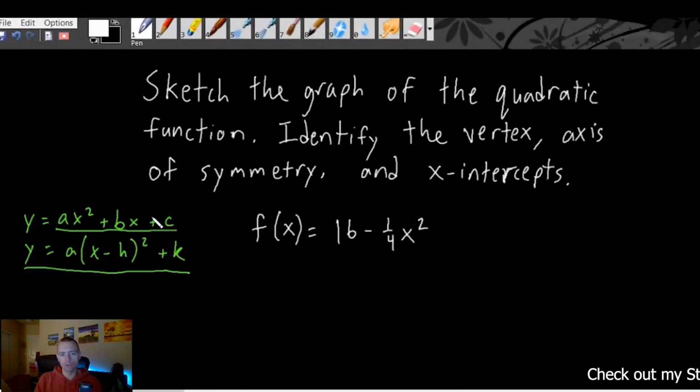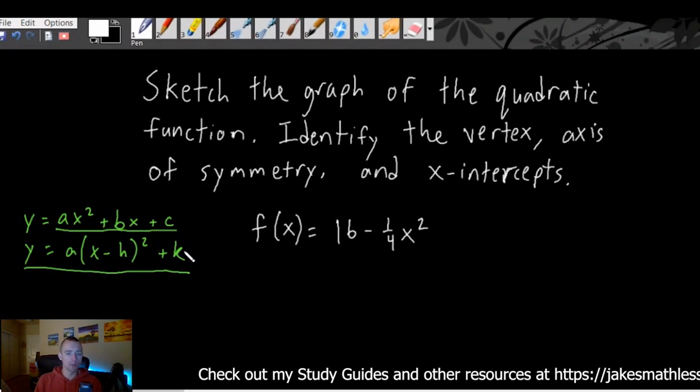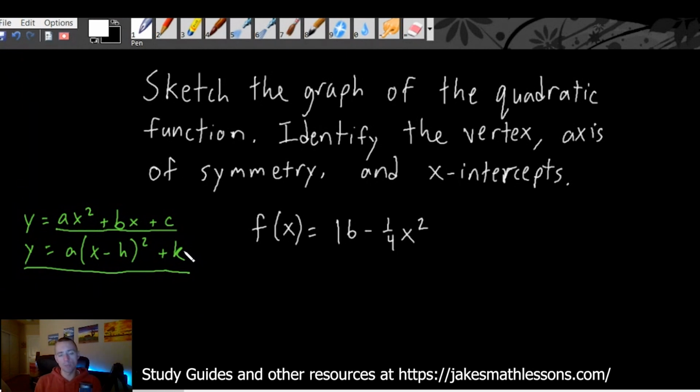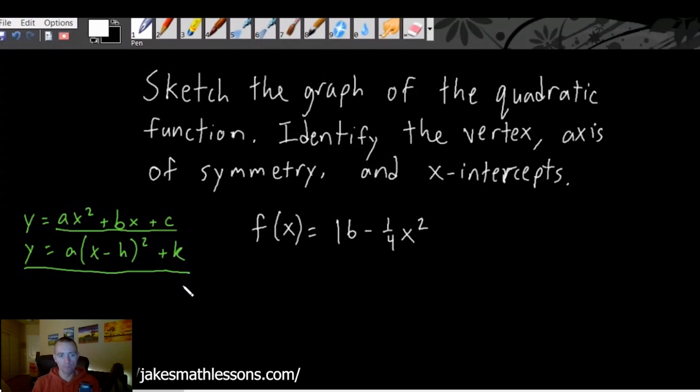There's a nice little shortcut to figure out the axis of symmetry and the vertex of any quadratic equation, whether you have it in standard form or vertex form. I'm going to talk about how to do that, but you typically want to rearrange whatever quadratic function you're given into one of these two forms in order to do this type of problem. That's your general rule of thumb.